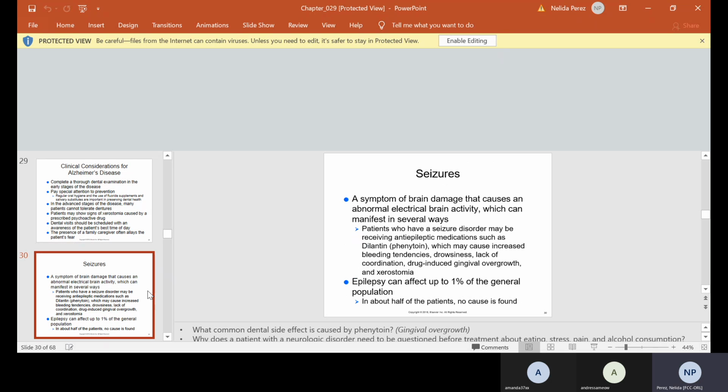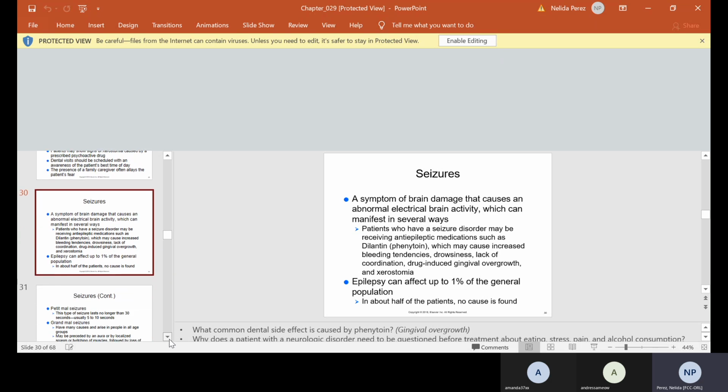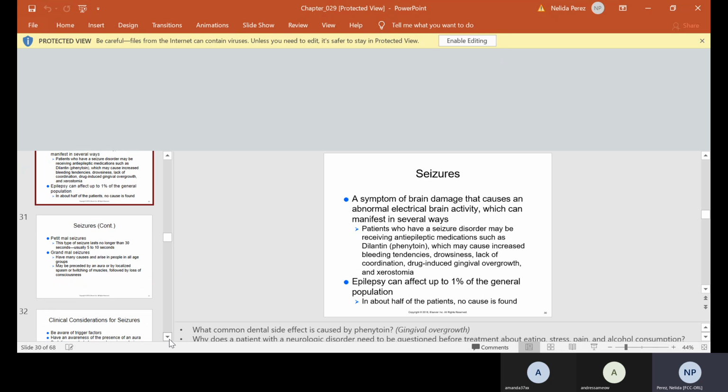Now, seizures. A seizure is a symptom of brain damage that causes abnormal electrical brain activity, which can manifest in several ways. Patients who have a severe disorder may be receiving anti-epileptic medications such as Dilantin, which may cause increased bleeding tendencies, drowsiness, lack of coordination, drug-induced gingival overgrowth, and dry mouth. Epilepsy can affect up to 1% of the general population. In about half of the patients, no cause is found.